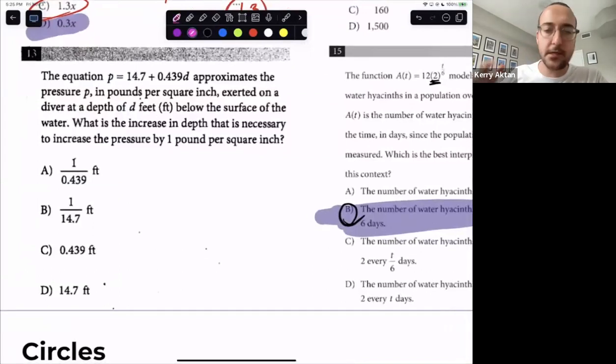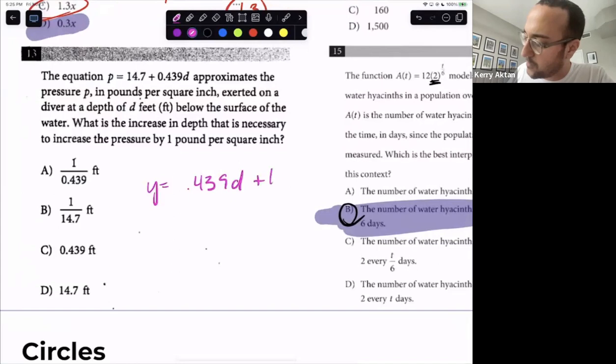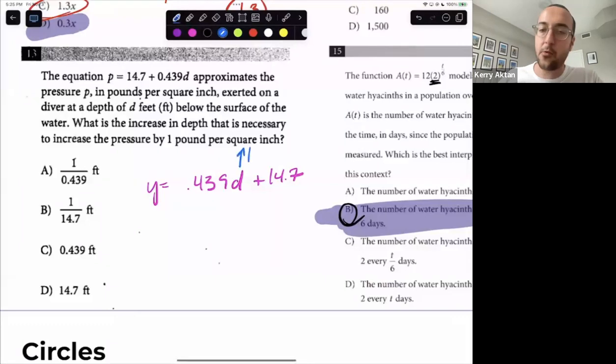Taking a look at this form, I'm just gonna do this one with you just to save some time. If I have y equals 0.439d plus 14.7, we've done this question a million times at this point. Remember that if d goes up by 1, this goes up by 0.439. That's the whole point of the slope. Remember, this is like over 1. When d runs 1, y goes up the slope.